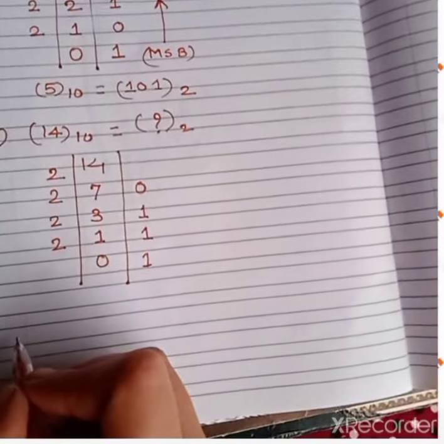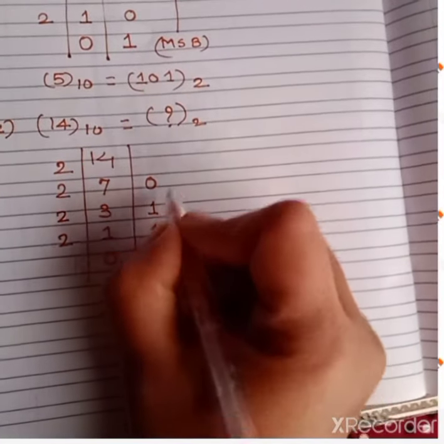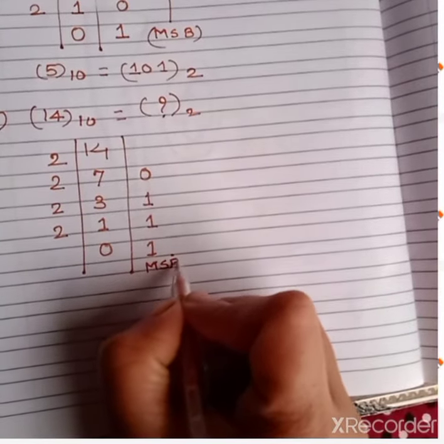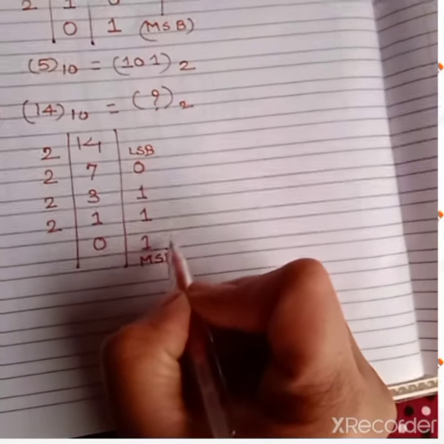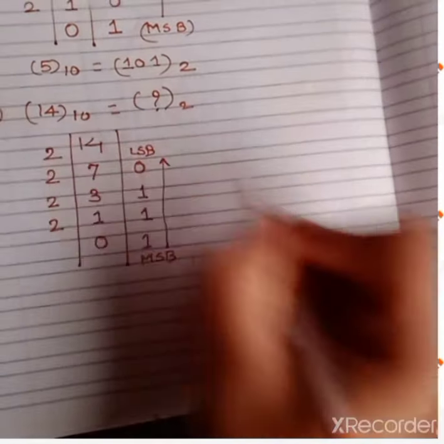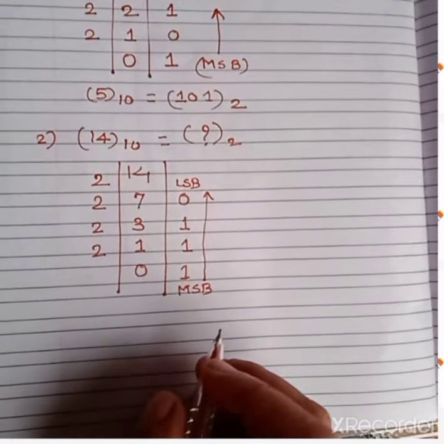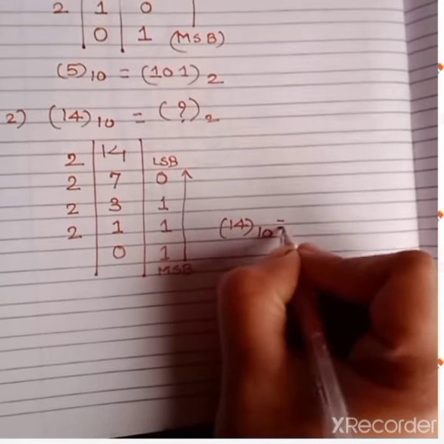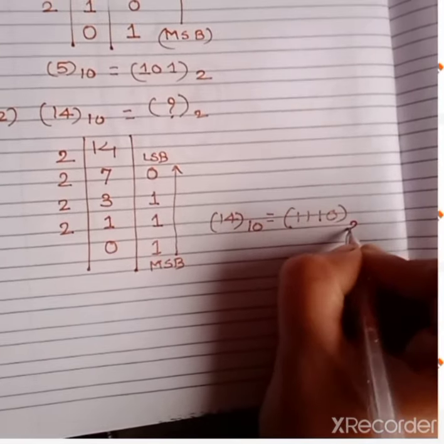This one will come as a remainder. Now this is MSB, this is LSB. MSB always at the bottom. Answer copy from top to bottom. So answer is 14 decimal is 1110 to the base 2.